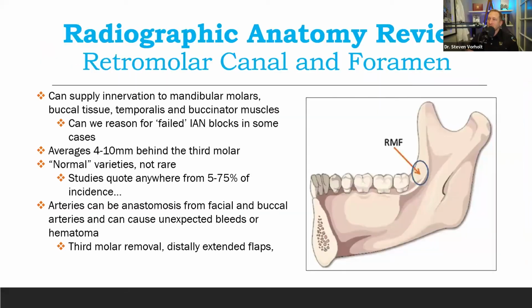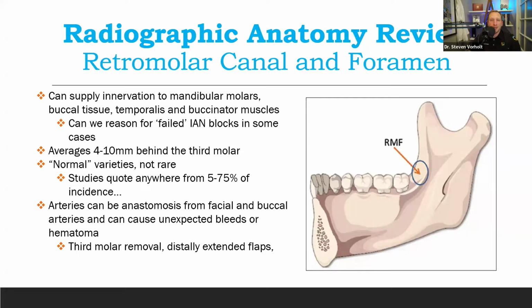There's other things that you can find, like these retromolar canals and foramens, which is the kind of thing that I probably didn't see until someone pointed out. And now I can't help but see them all the time. Studies will quote anywhere from 5 to 75% of incidence, but these do have innervation. They do have arterioles. They can cause big bleeds. These can be some of the big bleeds in lower impacted wisdom teeth, where sectioning teeth or pulling and we get a large bleed from the tooth socket. It could be a retromolar canal.